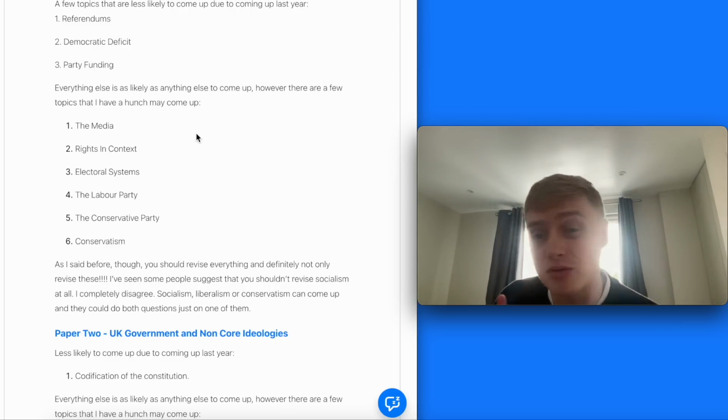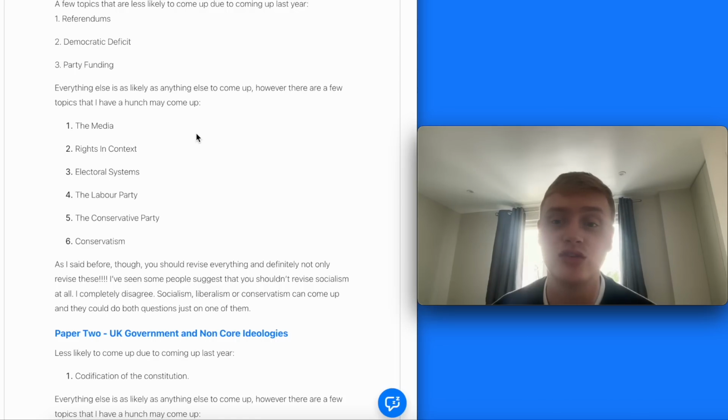Also representation and proportionality as one paragraph, where you can bring in stuff about the MP constituency link and proportionality, and how that compares to other systems which are arguably a lot more, well, not arguably, they are a lot more proportional and a lot more representative.